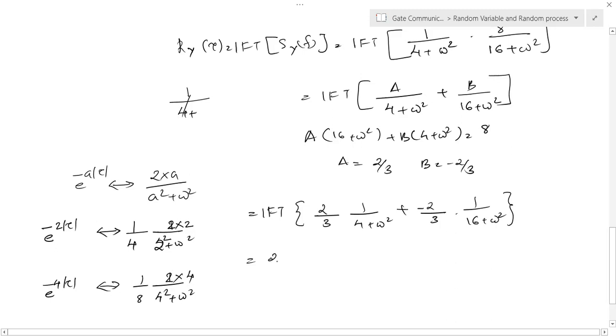After taking the inverse Fourier transform, 2 by 3 is a constant, and the remaining term is 1 by 4 here: 1 by 4 e raised to minus 2 modulus of tau. Minus 2 by 3 is already taken. Then the remaining is 1 by 8 e raised to minus 4 modulus of tau. So this is the autocorrelation function at the output side.